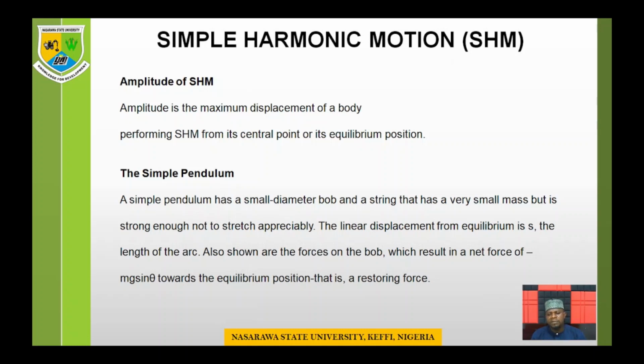And again, we have amplitude of simple harmonic motion. Amplitude is simply the maximum displacement of a body performing simple harmonic motion from its central point or its equilibrium position. That is what we refer to as amplitude, and it is denoted by capital letter A.